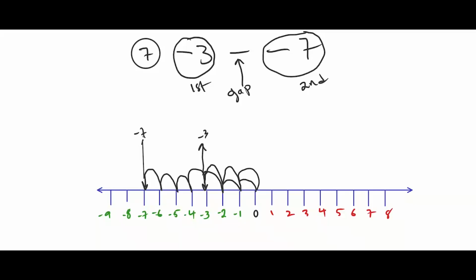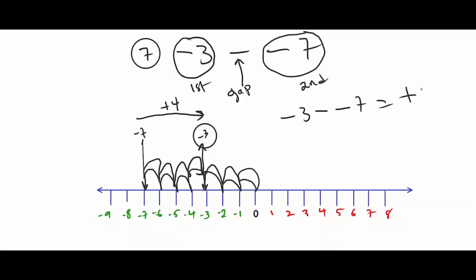So we have to go back. Let's see how many steps we will take from minus 7 to come to the first number. So from minus 7, if you count, you see you have 1, 2, 3, and 4. Look at it, I counted backward. Okay, and that is what? Plus 4. So that means minus 3 minus 7 is equal to positive 4.